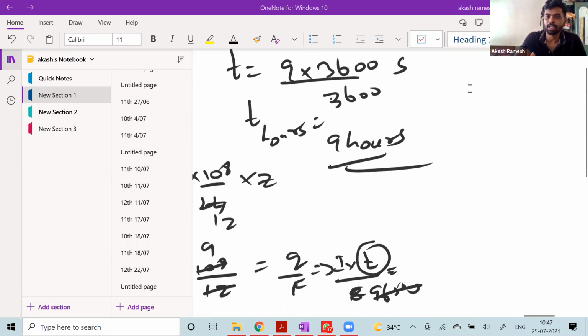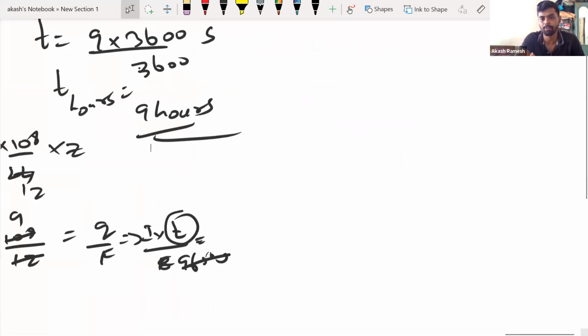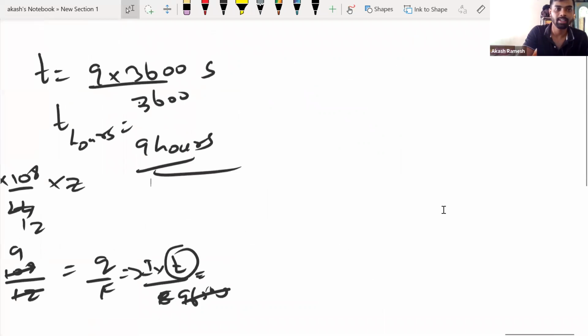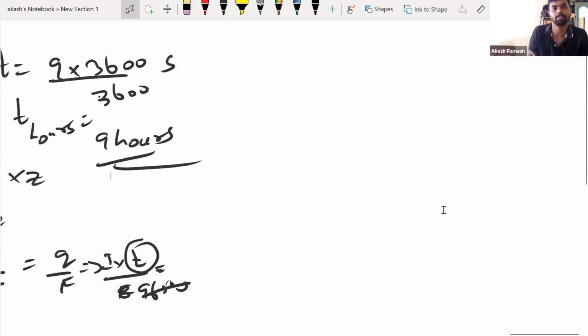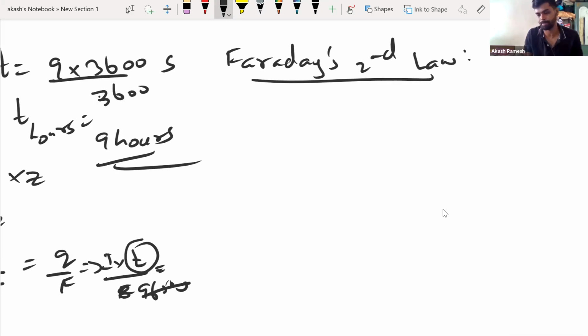I think enough of problems with respect to Faraday's first law. I told you that we have 2 laws for Faraday. We saw Faraday's first law and we did a lot of problems. The second law is not as important as the first law, but still problems might come. So now we'll see Faraday's second law. Please take the statement. I'm going to give you the statement. Please take it down.